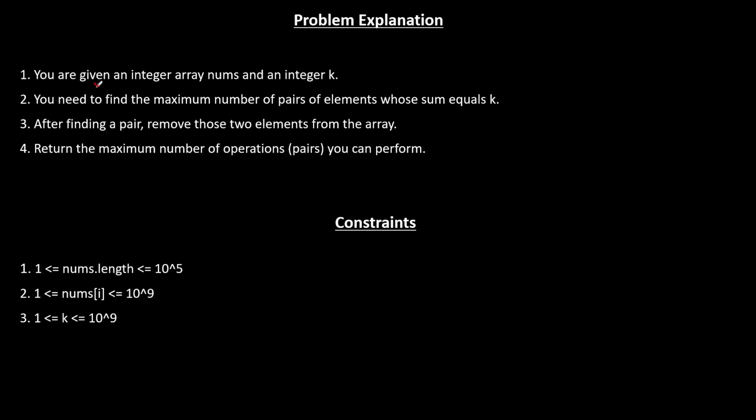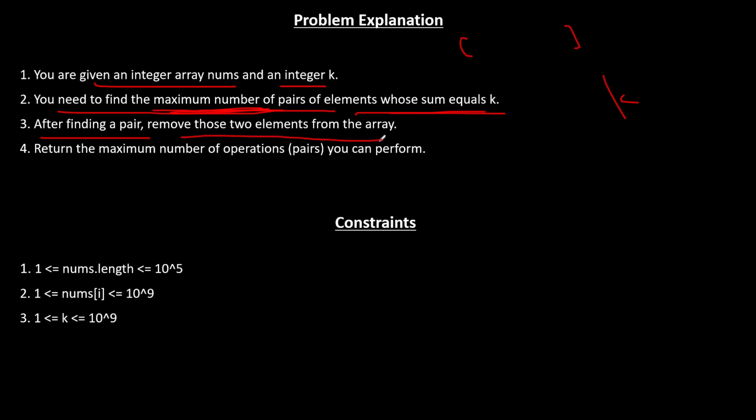So you have been given an integer array nums, let this be the array, and an integer k. You need to find the maximum number of pairs of elements whose sum equals k. After finding a pair, remove those two elements from the array, and we have to return the maximum number of operations we can perform.